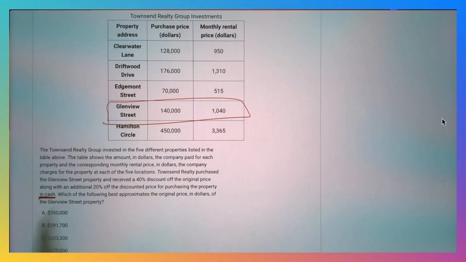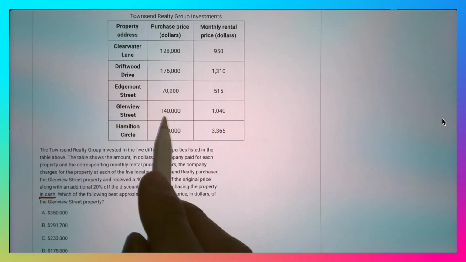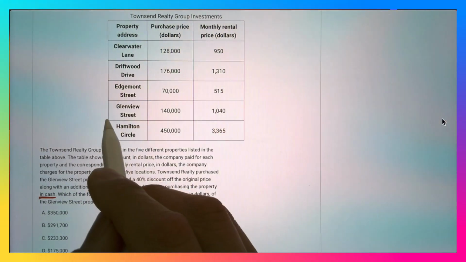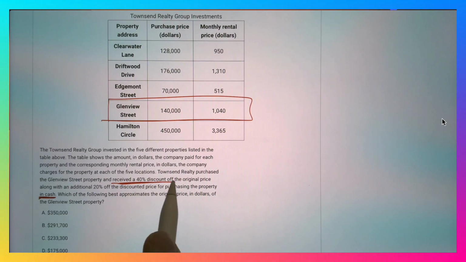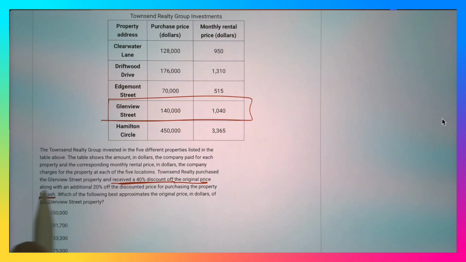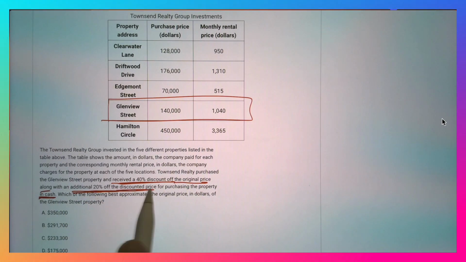Okay, it seems like we don't really need to know everything else, and we just need to use this data in the Glenview Street. So I'm going to highlight that it received a 40% discount off the original price and an additional 20% off the discounted price. It's a discounted price, not the original. So in other words, we just have to keep multiplying from the result.